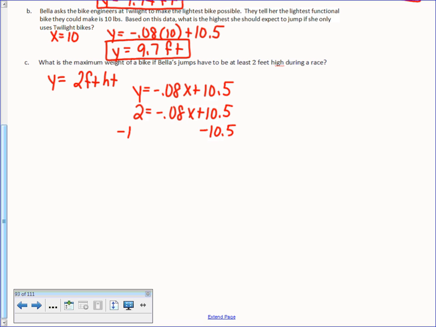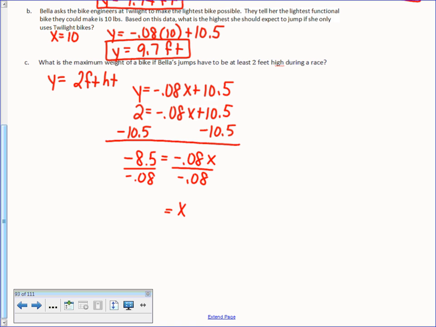Subtract 10.5 from both sides. You get negative 8.5 is equal to negative 0.08x. Divide both sides by a negative 0.08. And you're going to get x to equal 106.25. And what am I talking about? I'm talking about pounds. And that would be the answer for Bella.